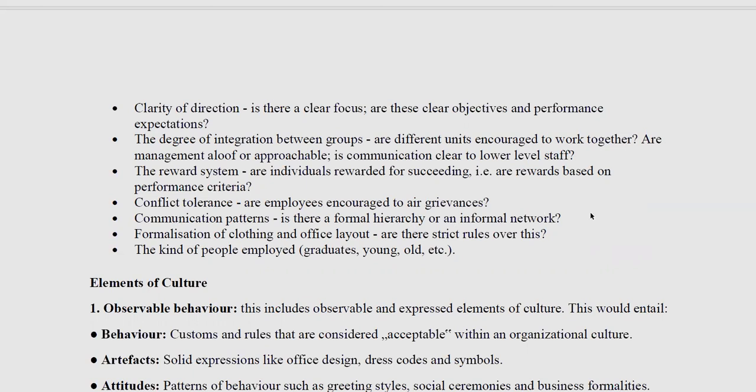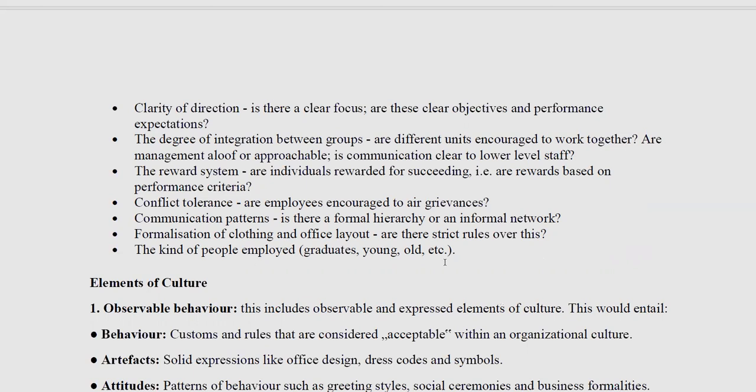Conflict tolerance. Can you tolerate conflicts or air grievances? Communication patterns. Is it a formal or informal network of communication? Then we have formalization of your clothing and office layout. Are there strict rules over the clothes you wear and all that? How are your office cubicles arranged, or your office layout?